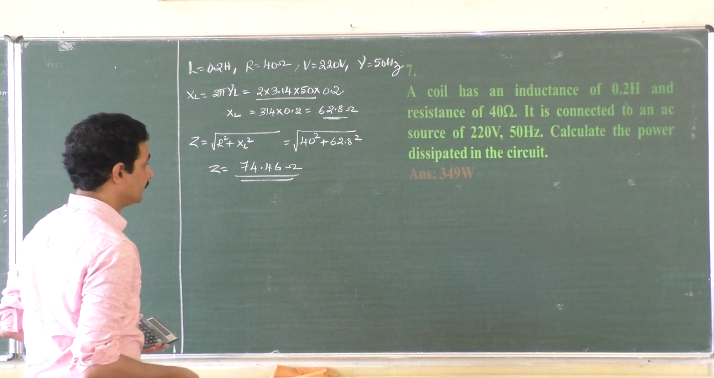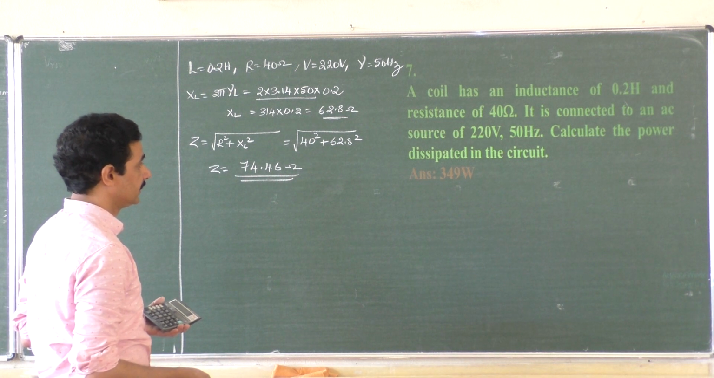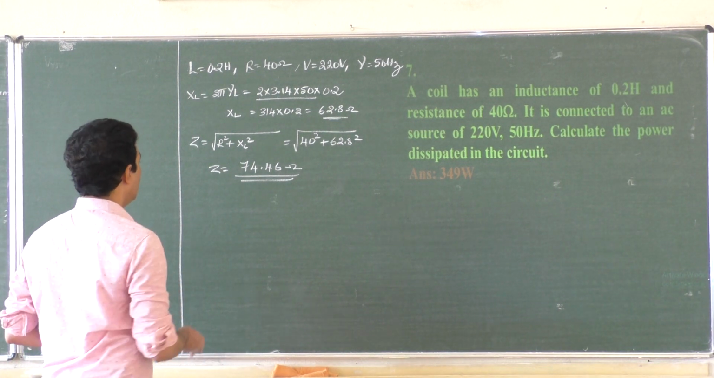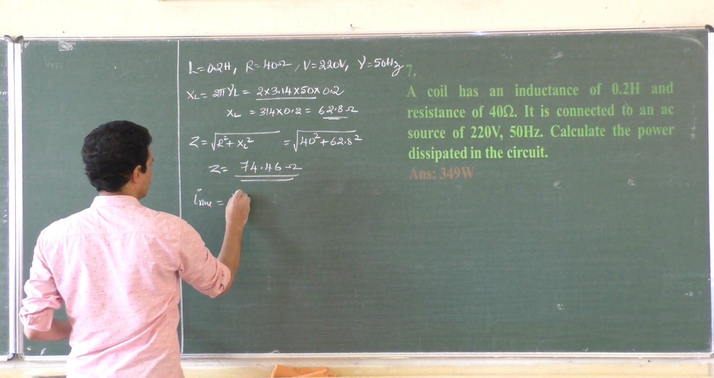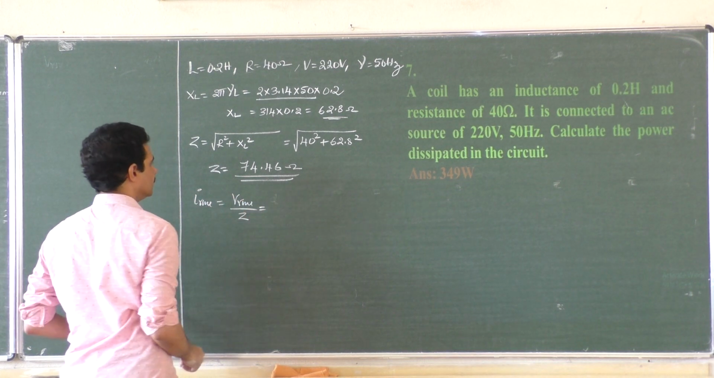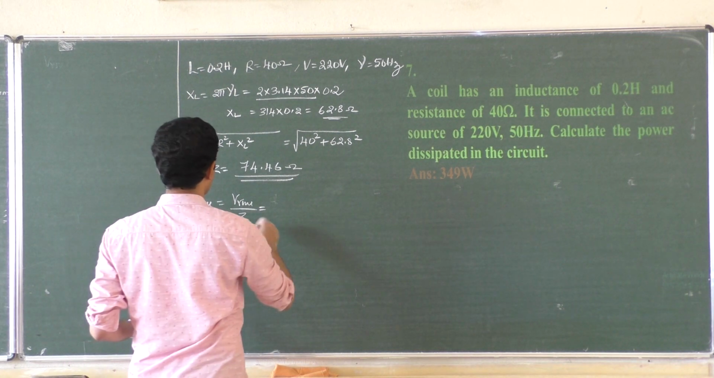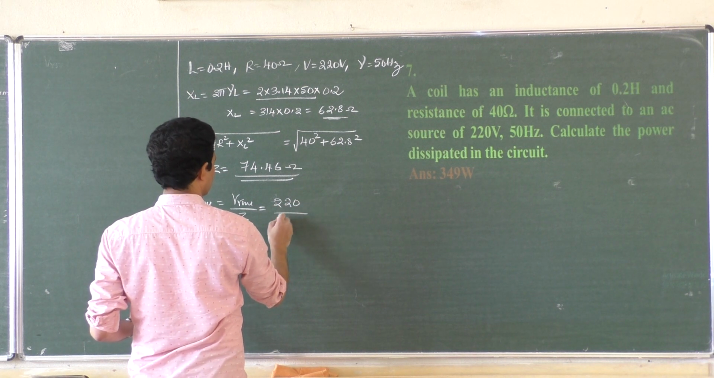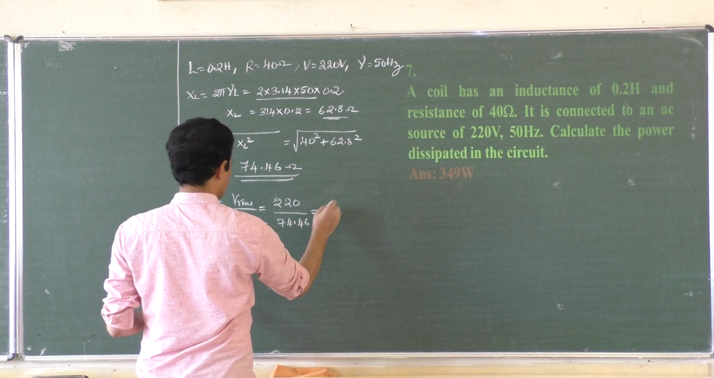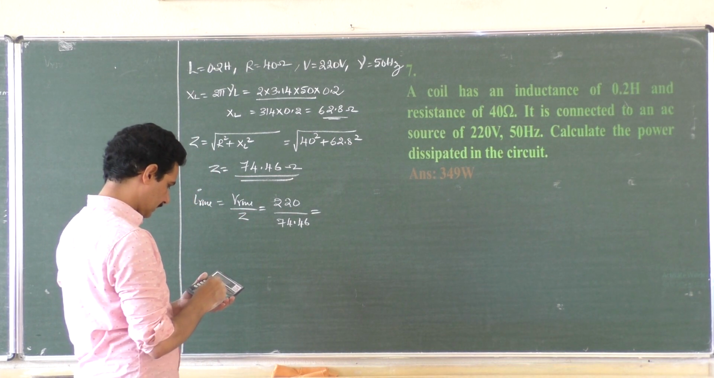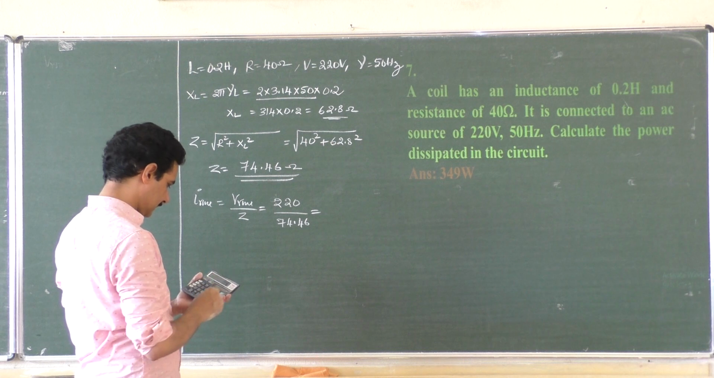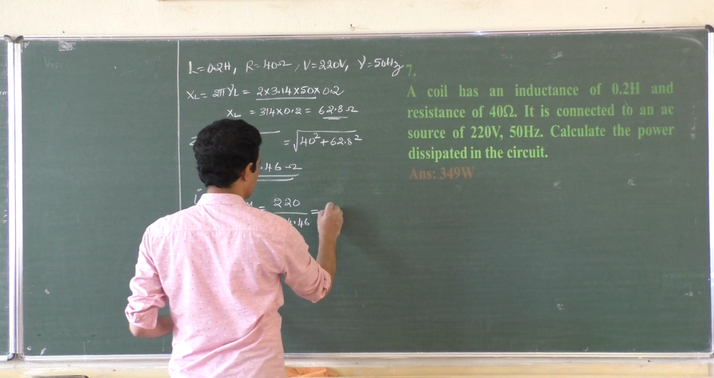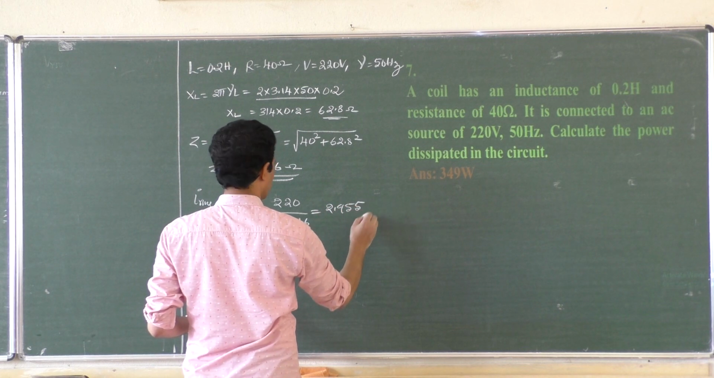Next, Z and I we have to calculate. Calculate the power dissipated in the circuit because we want I. Power is Vrms into Irms into cos phi. That's what we need. Irms is Vrms divided by Z, that is 220 divided by 74.46, which is equal to 2.955. I can write 2.9546 ampere.